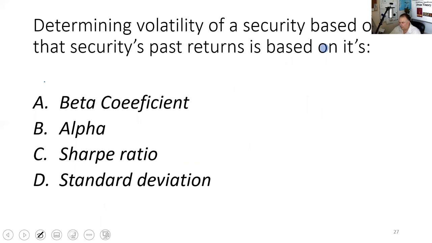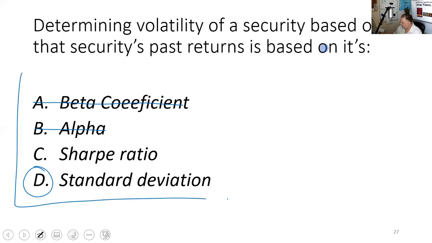So, determining the volatility of a security based on the security's past returns. You should be able to get rid of beta right away, because you should know that beta is compared to the market, and there's nothing in this question about the market. So you should have been able to eliminate beta. You should know alpha has to do with the market, so you should have been able to eliminate that, right? The Sharpe ratio, maybe not, but you could get it to a 50-50, and a 50-50 is always important. That's standard deviation.